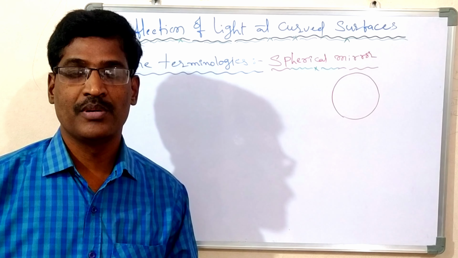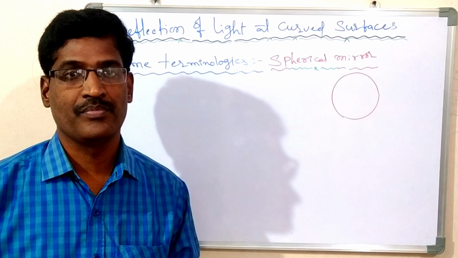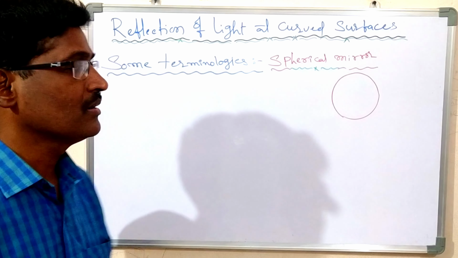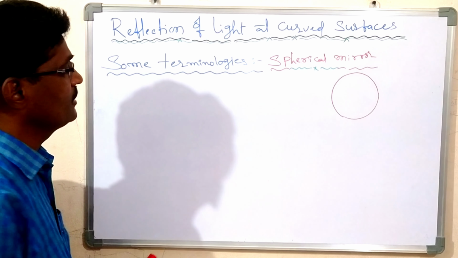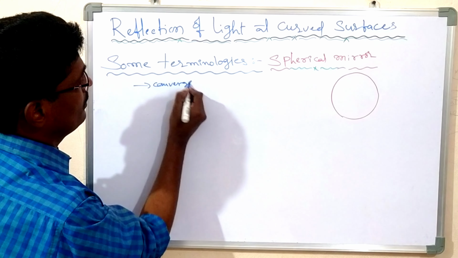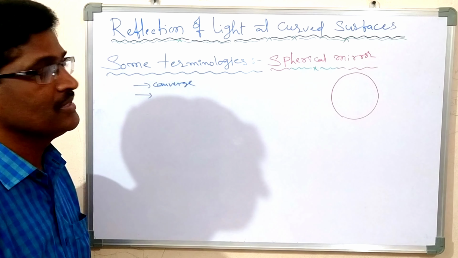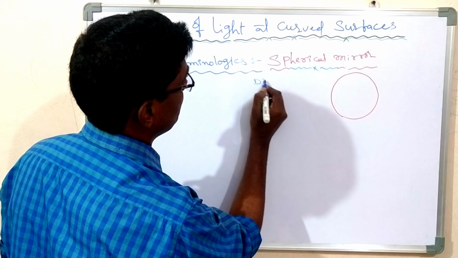Okay, in the previous class we completed the concave mirror and the convex mirror. As you know earlier, in a concave mirror all the rays converge. That is a concave mirror. And in the other, all the rays diverge.